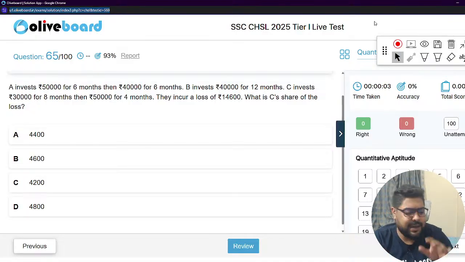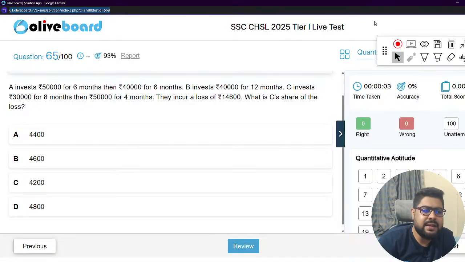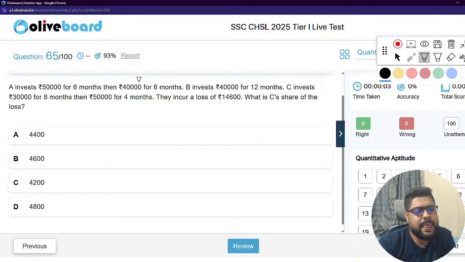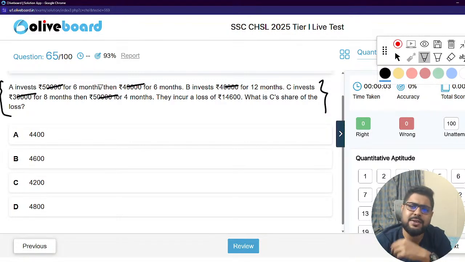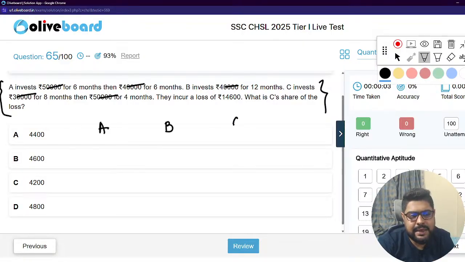I'm thinking, 90 is not in the options. Acha, A invests this much. Whenever you see this, what I've told you guys, sir, get rid of all the zeros. 4 zeros here, 4 zeros here, 4 zeros here. I'll not write the zeros because it is a ratio, so they will cancel anyway. Sir, A, B, C. A invests 5 rupees for 6 months, 5 rupees for 6 months, then 4 rupees for 6 months.